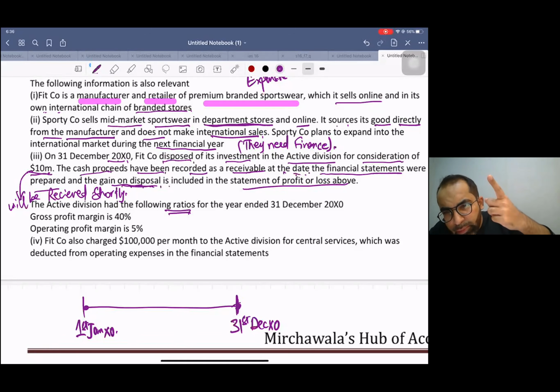If you use the numbers, the profits given in the question, then these profits are artificially overstated because of the inclusion of this one-off thing.